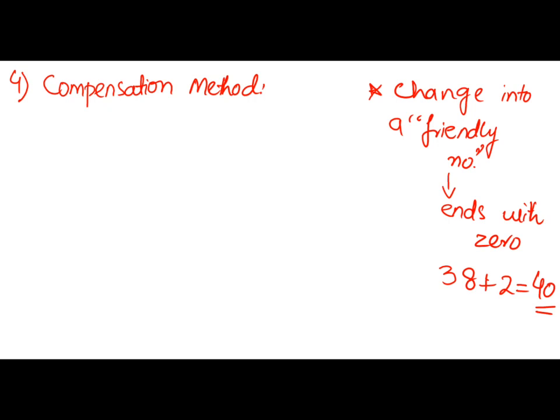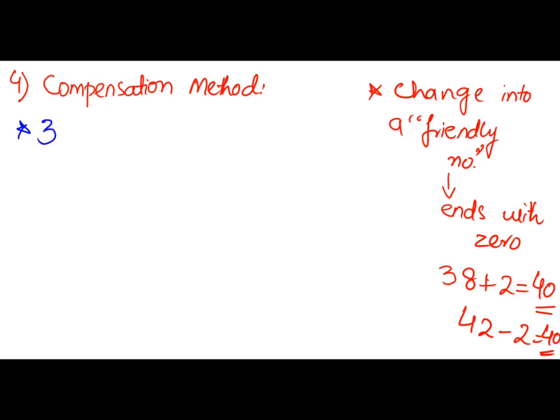And if you get the number 42, for suppose, you will subtract 2 and you will get 40, which is a friendly number. So let's take one example of a friendly number here for the compensation method.